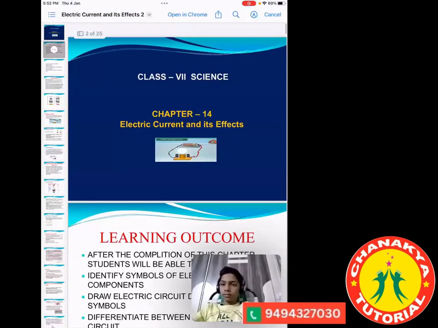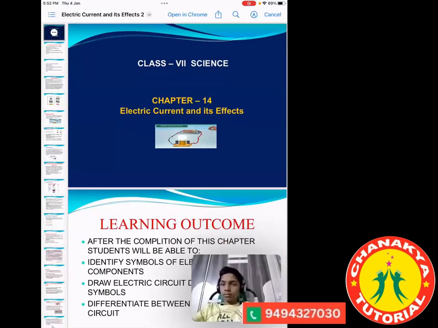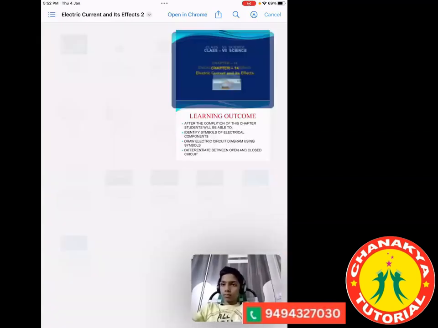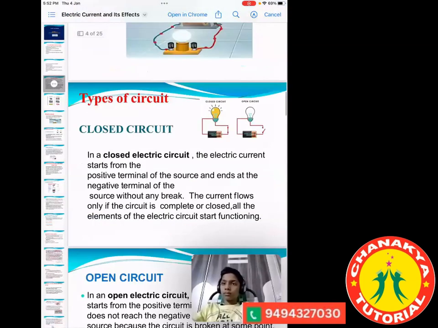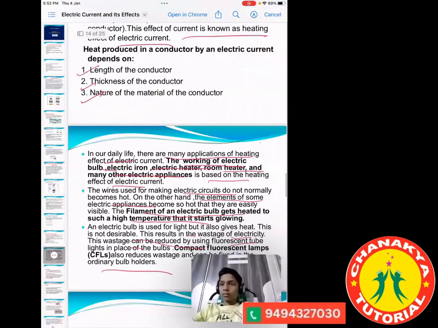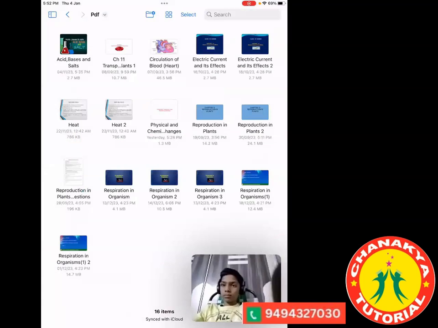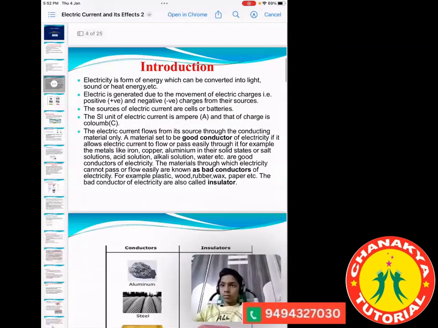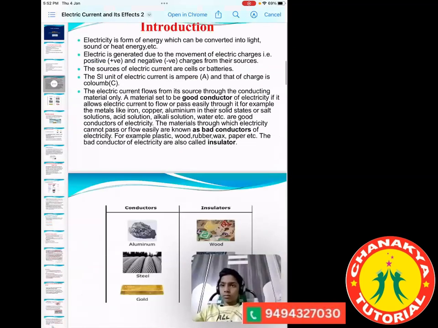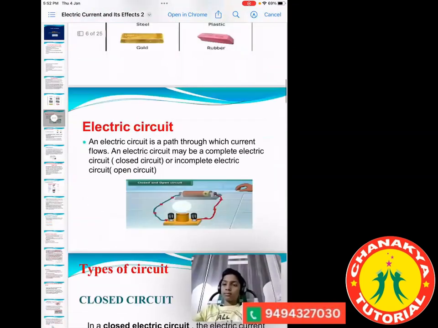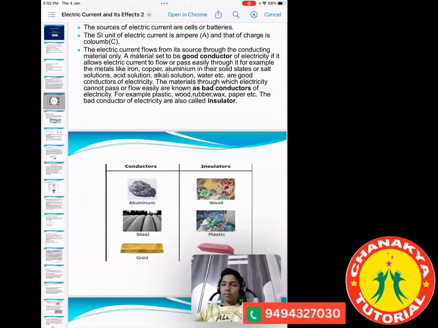Okay, so in this whole chapter, electric current and its effects, we'll be learning about how to make a cell, how to form a cell, how we form a battery, how to make a connection, what are good insulators and conductors, all those things. We'll also learn about closed circuit, open circuit, and other things as well.